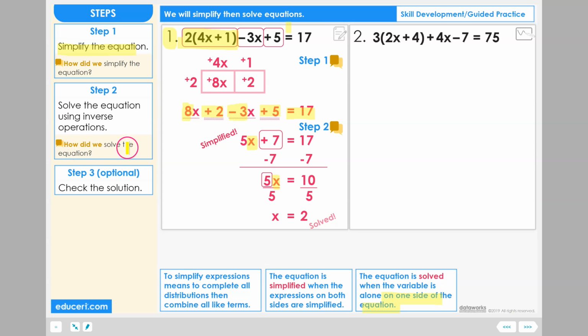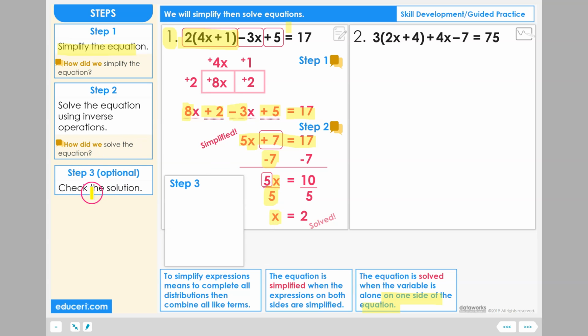How did we solve the equation? Our equation was 5x plus 7 equals 17 after we simplified, and then to solve the equation, we used the inverse operations of subtracting 7 and dividing by 5 to get our variable x all alone on one side.